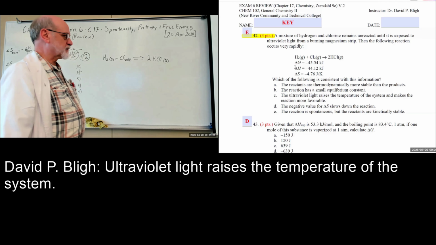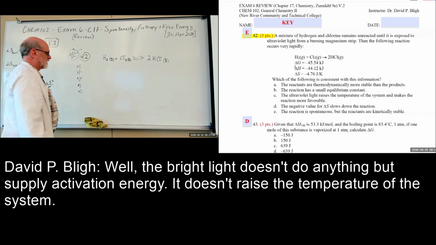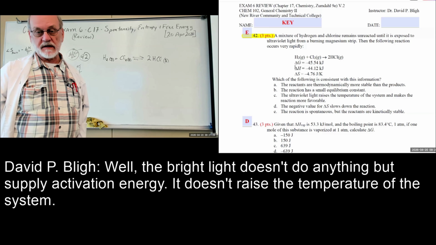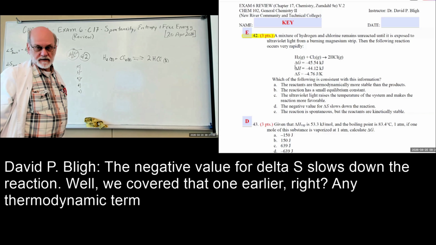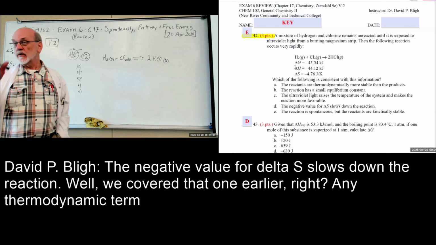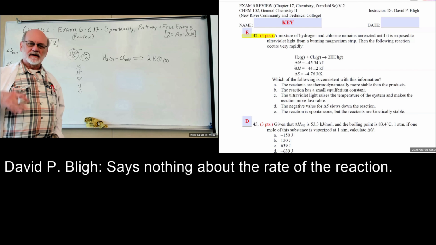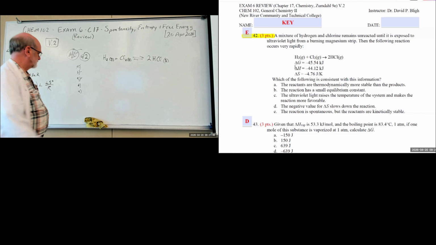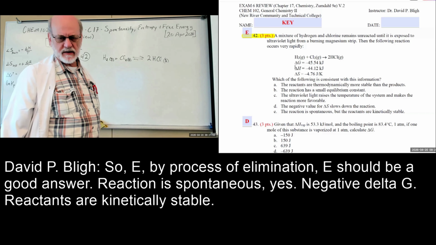Ultraviolet light raises the temperature of the system. Ultraviolet light doesn't do anything but supply activation energy. It doesn't raise the temperature of the system. The negative value for delta S slows down the reaction. Well, we covered that one earlier, right? Any thermodynamic term says nothing about the rate of the reaction. So E, by process of elimination, E should be a good answer.